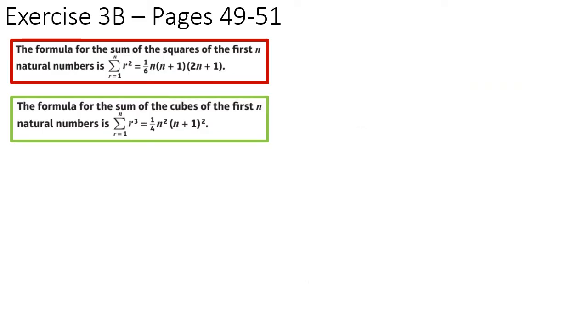Okay, you should now be able to do exercise 3B on pages 49 to 51. So remember, those formulae are given in the formula book. Remember your sums of your r's, which is half n plus 1, and your sum of 1's, which is just going to be n. So you do need to know those two. The other two are given.